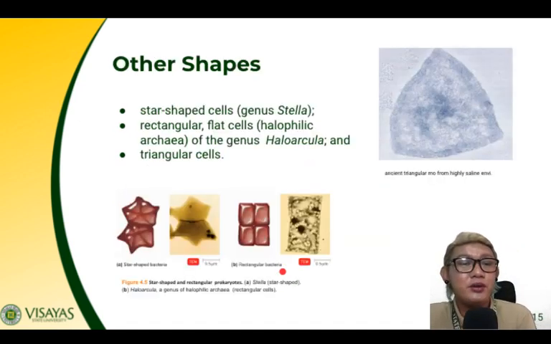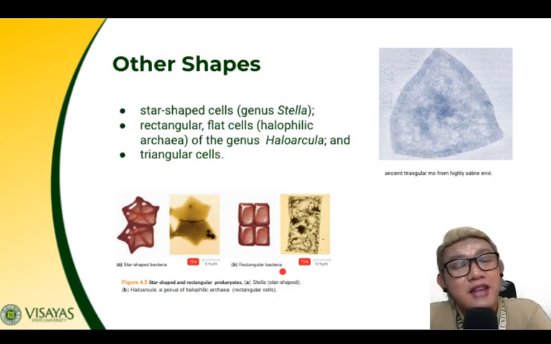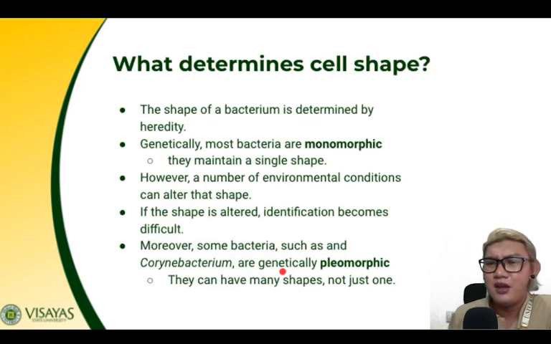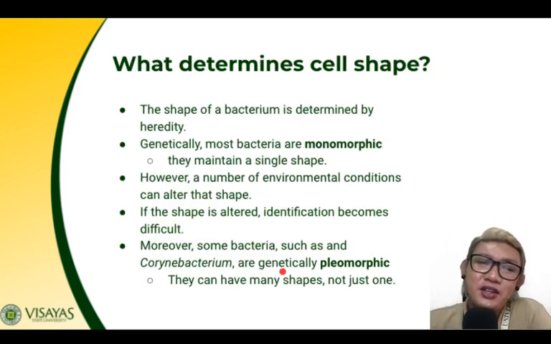Other shapes have evolved, such as star-shaped, like that of the genus Stella. They could be rectangular or flat cells, like the halophilic archaea of the genus Haloarcula, and those that are triangular in shape. So what determines cell shape?